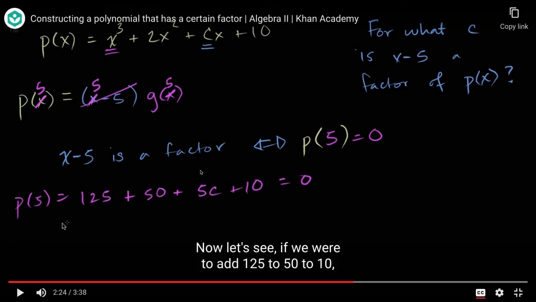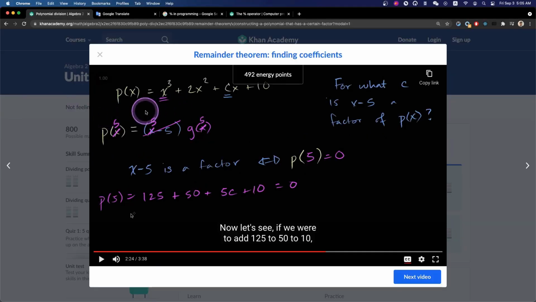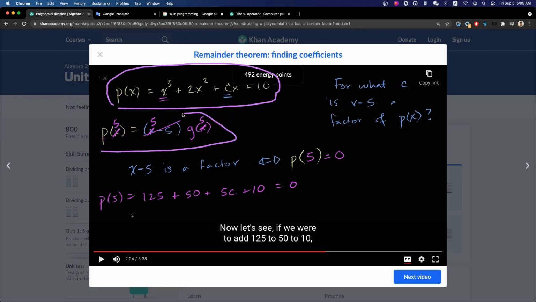How does he know that p of 5 is equal to 0? At first, every expression or polynomial, in Chinese they call it 多项式, can always be divided into this form. And how was this form composed? Well, it's just a bunch of factors of that polynomial. It was composed by a lot of factors.